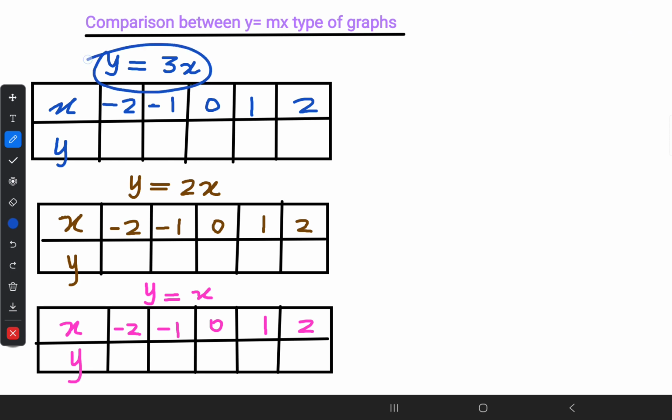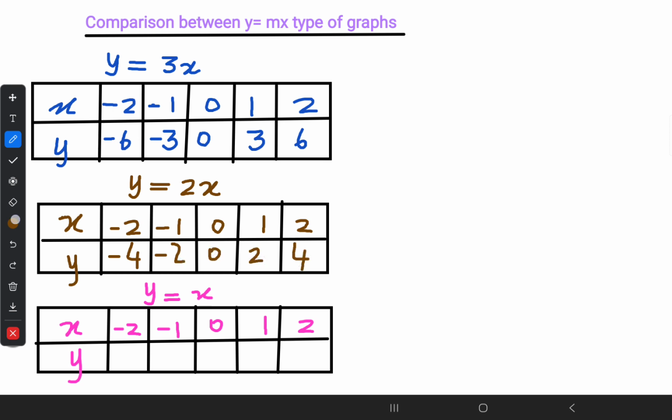So here, the first one is y equals 3x. That is the graph formula. When x is negative 2, y would be 3 times negative 2, which is negative 6, then negative 3, 0, 3 and 6. And next one, y equals 2x. In the same Cartesian coordinate plane, we are going to plot these three functions.